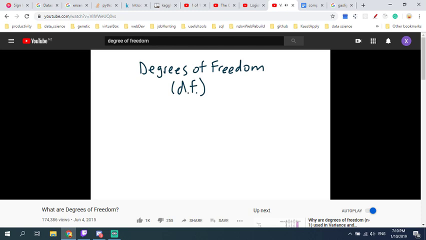So the best way to probably explain what degrees of freedom is is to use an example, because the formal definition of degrees of freedom is, I don't even remember, it's basically just the amount of values within a system that are free to vary. So what does that mean? It's not a very clear definition. So I'll explain it with an example.